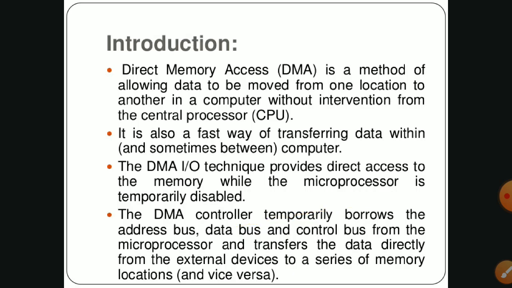See, this slide shows the direct memory access method. Direct memory access is a method of allowing data to be moved from one location to another in a computer without intervention from the central processor, meaning without any interference of the CPU, your data is allowed to move from one location, from an IO device to a memory device, or from a memory device to an IO device.